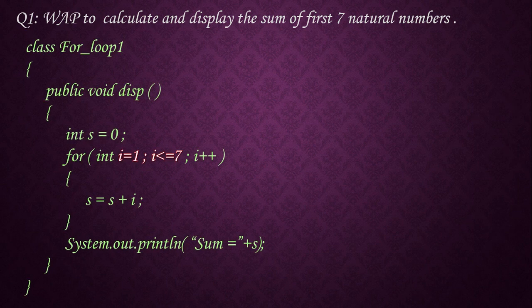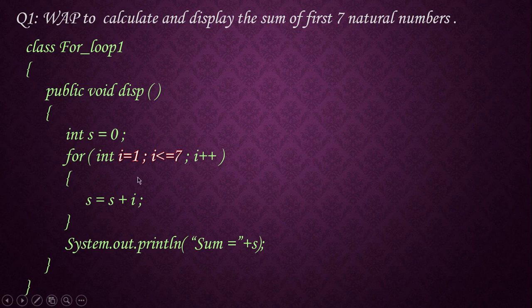So as usual, I have begun with class. I have initialized a variable s equals to 0 which will be used to store my sum. So here in the program it was told to calculate the sum of first 7 natural numbers. My natural number begins with 1, so my loop variable is initialized with 1, and next it will go up to 7, and each and every time the natural number is increased by 1.